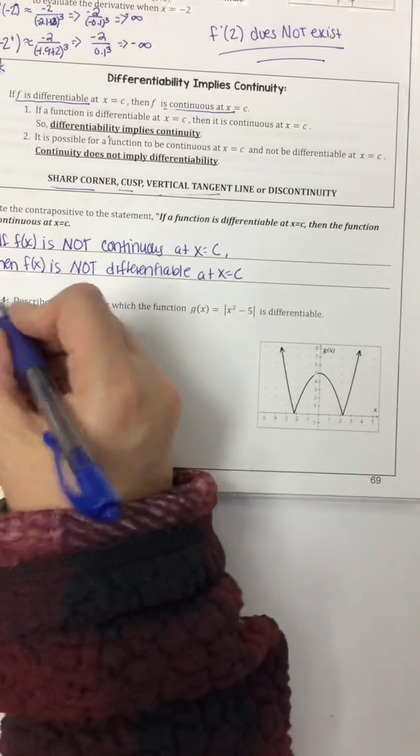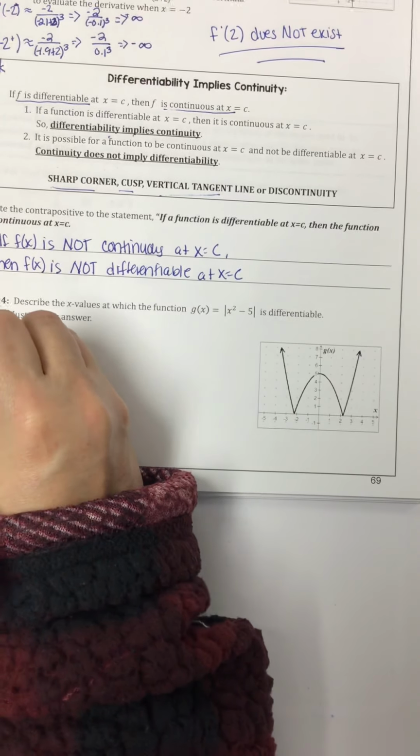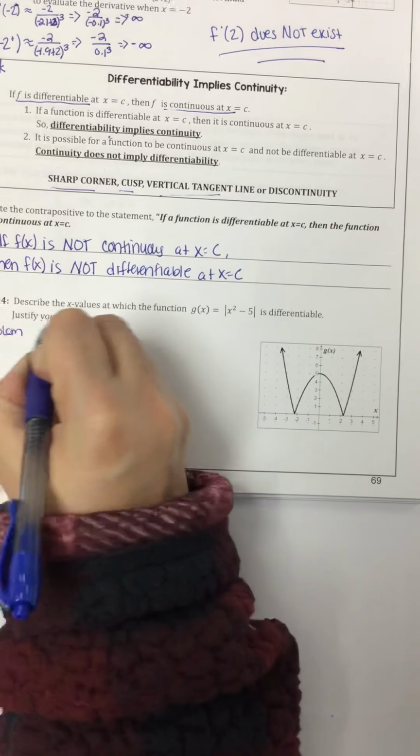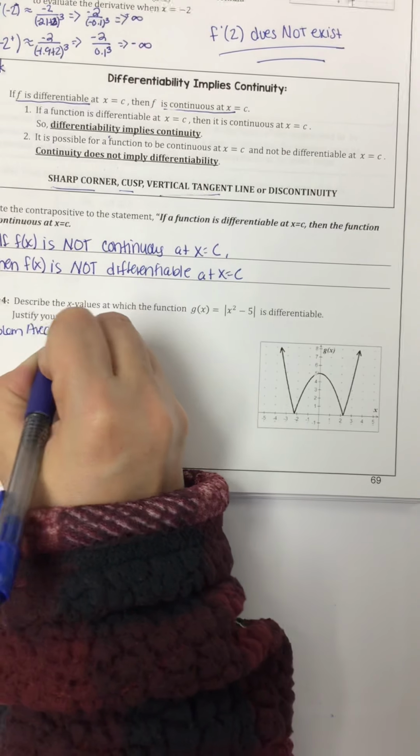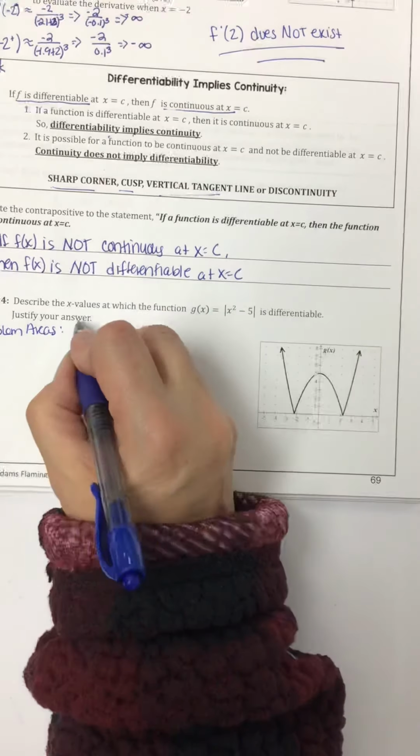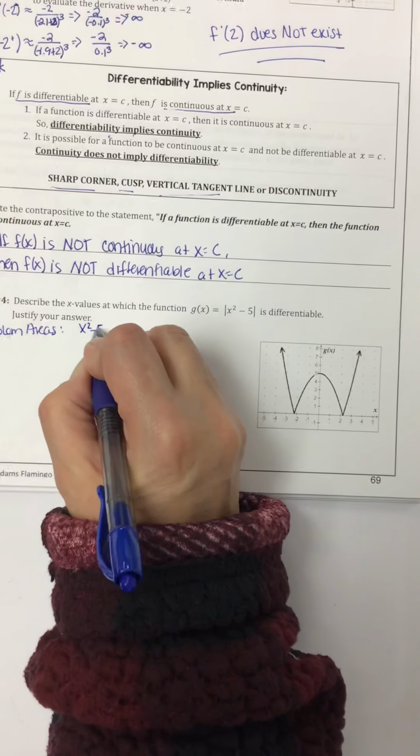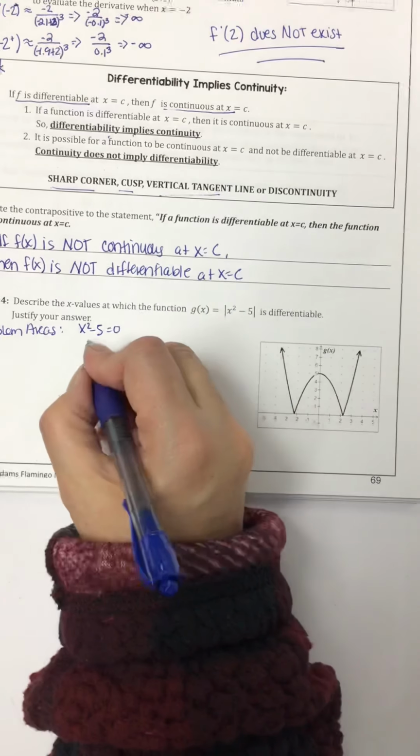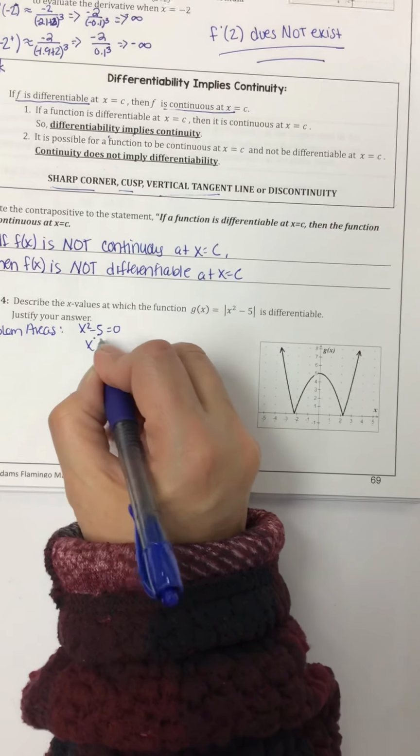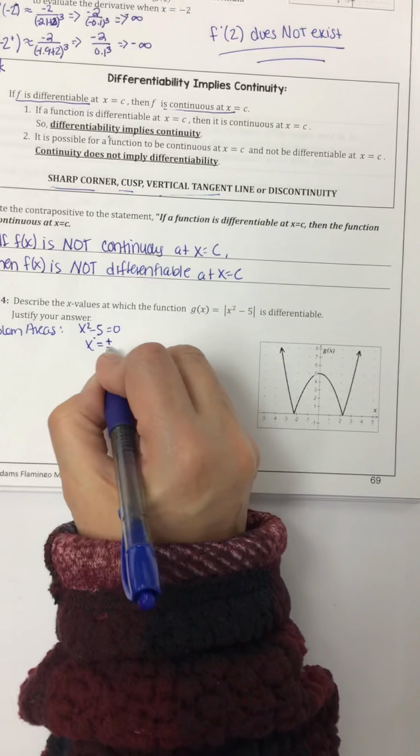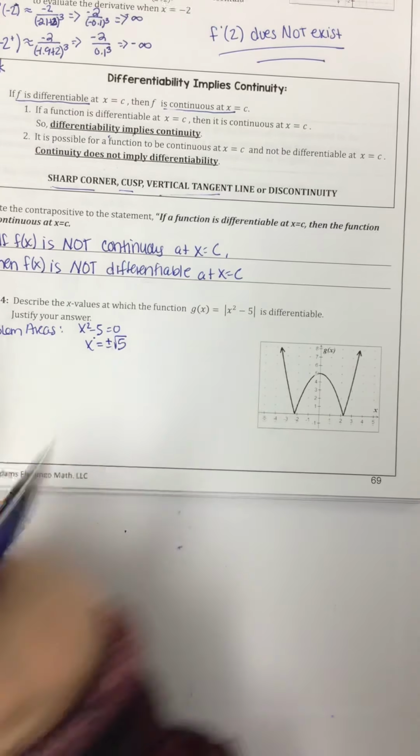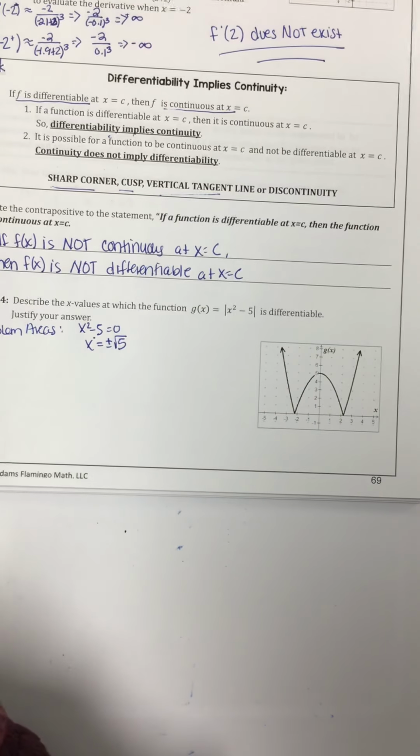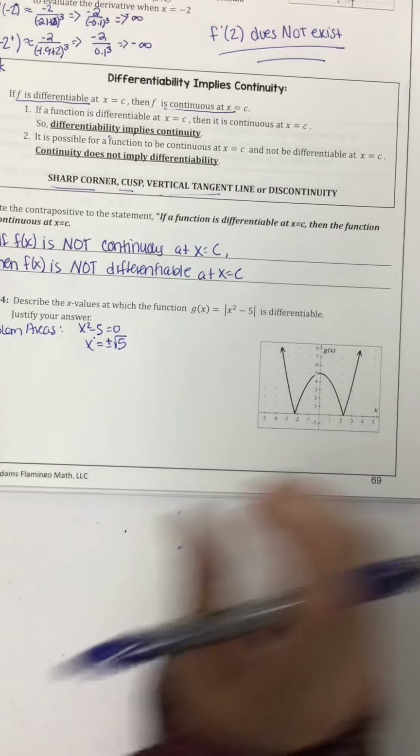So our areas of concern, or problem areas, are what we need to look at. Our problem areas are when what's inside of absolute value is equal to 0. So that means that when x is equal to plus or minus the square root of 5, do you agree with that? You'd add 5, take the square root of both sides. So those are our problem areas.